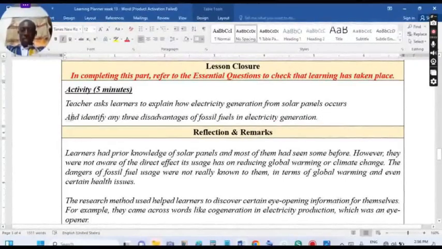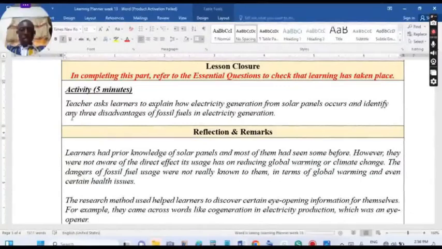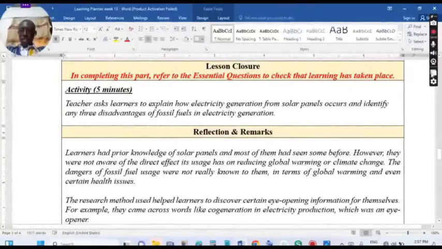Okay, so let me join the two questions. Alright. So this will summarize the first two essential questions. I hope that is clear. Alright, so that is how the lesson closure goes.